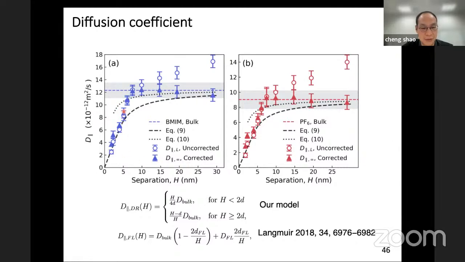We can see that the diffusion coefficients are suppressed at small wall separation, but will recover to the bulk values once the wall separation is more than 10 nanometers. Actually, one major interesting finding is that if we didn't add some hydrodynamic correction to the calculation, the diffusion coefficient can be even larger than the bulk values. That's the reason why, for example, there's quite a lot of contradiction in the previous literature about the diffusion coefficient of ions under confinement. But once we add the hydrodynamic correction to the calculation, the values reach the bulk value well.